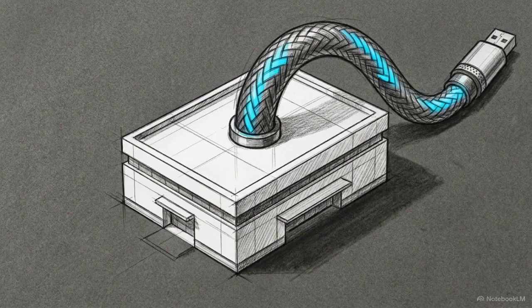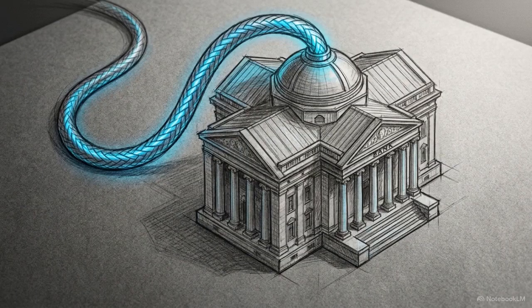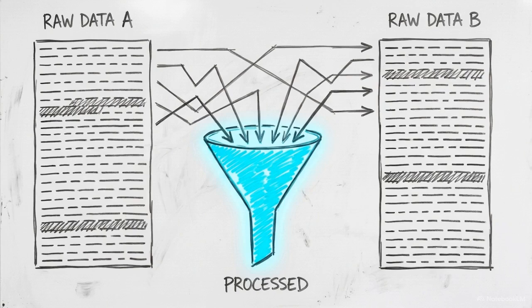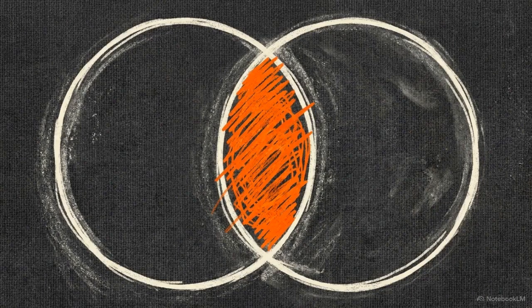You start by extracting an end-of-month data sample from both the origin, the order management system, and the destination, the merchant payout ledger. This audit checklist outlines the exact risks we test for at the ledger level, specifically calling out the failure to perform regular bank reconciliations and the posting of duplicate journals. We load both datasets into an analytics tool using SQL or Python and execute a join command based on a shared unique identifier, like the transaction ID.